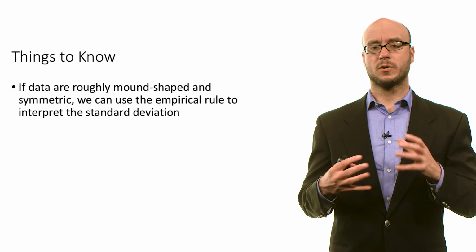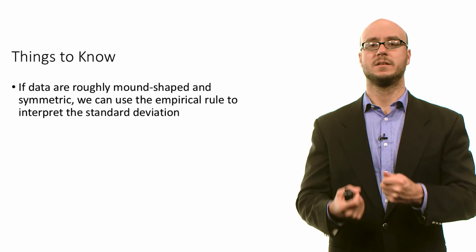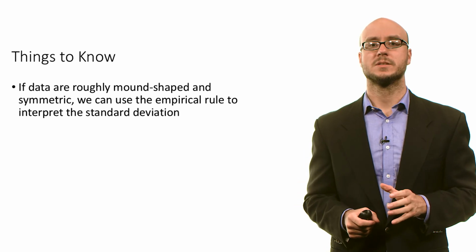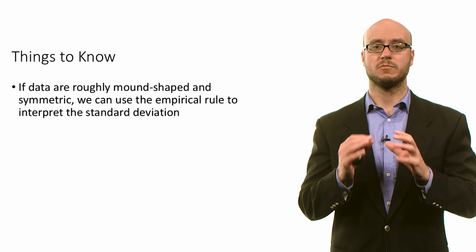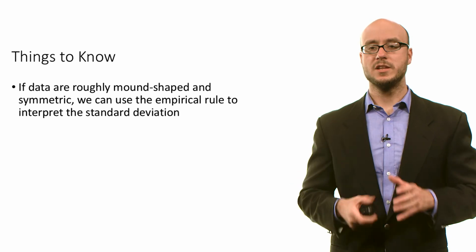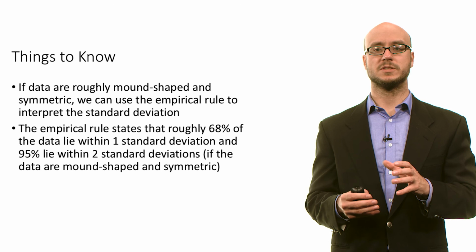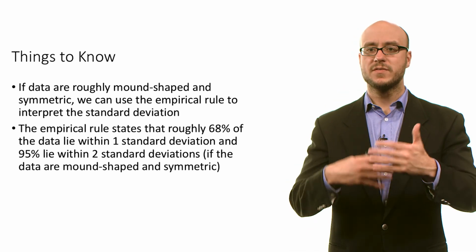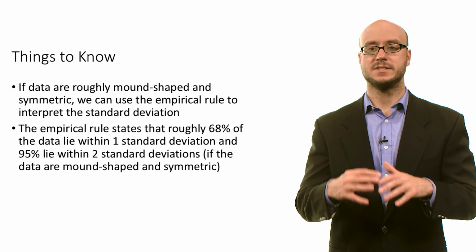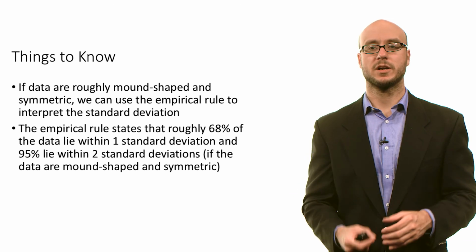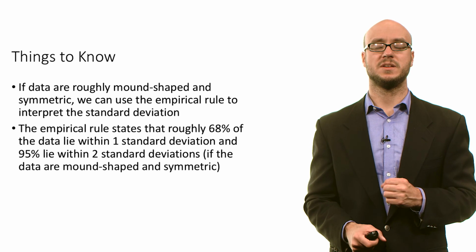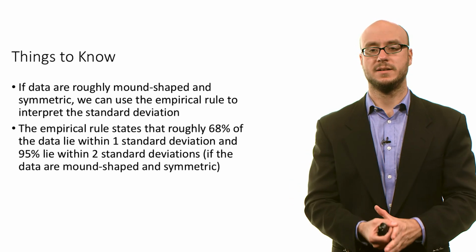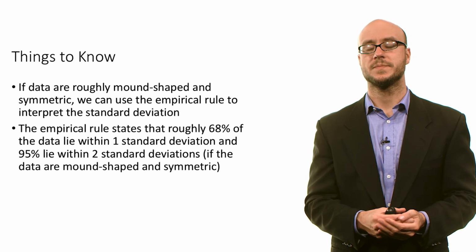So things to know for the empirical rule and Chebyshev's rule. We can think of the empirical rule as helping us to understand what standard deviation is telling us under the particular circumstance in which we have mound-shaped and roughly symmetric data. We can then use the empirical rule to understand what's going on. And we can characterize the distribution in terms of saying that if the distribution roughly has these properties of being mound-shaped and symmetric, we know that roughly 68% of the data lie within 1 standard deviation, and about 95% of the data lie within 2 standard deviations.